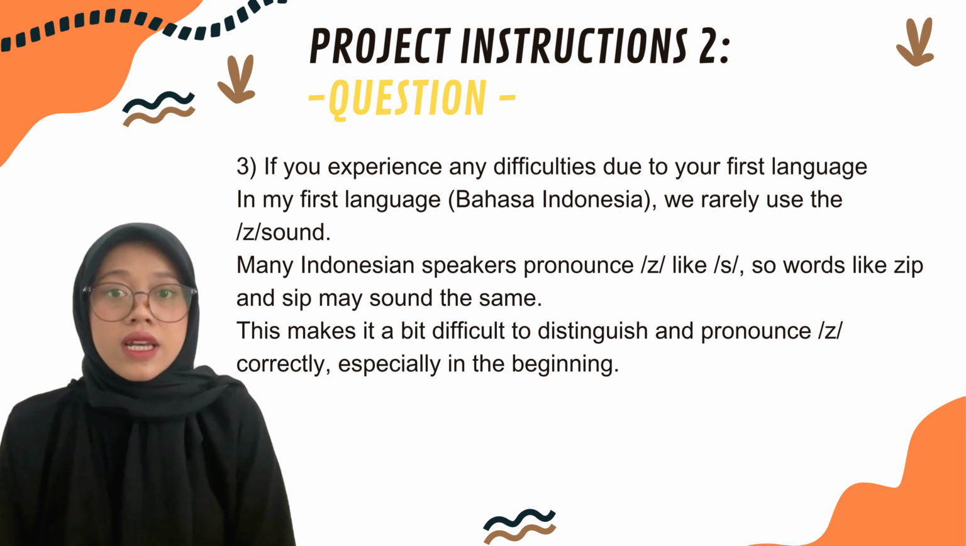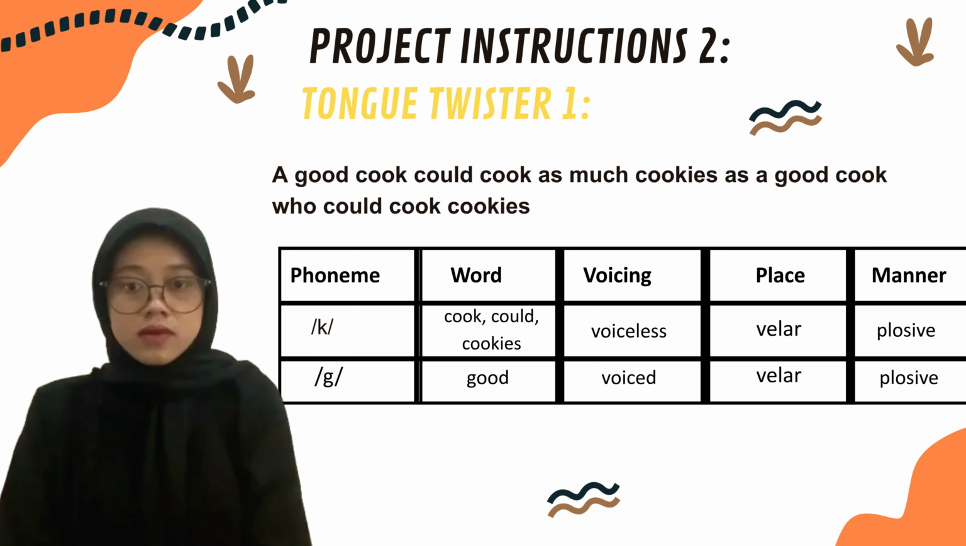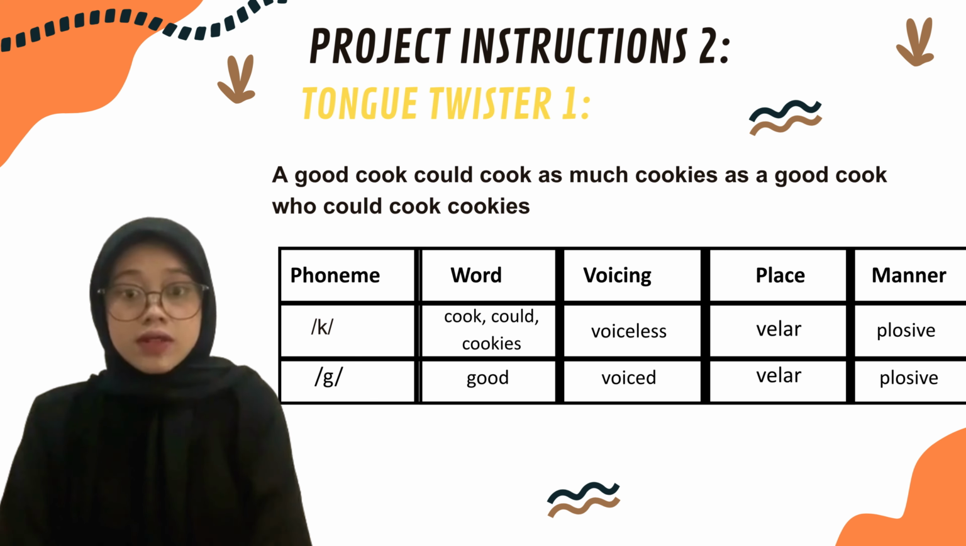The last question is, do you experience any difficulties due to your first language? In my first language, Bahasa Indonesia, we rarely use the Z sound. Many Indonesian speakers pronounce Z like S. So words like zip and sip might sound the same. This makes it a bit difficult to distinguish and pronounce Z correctly, especially at the beginning. There are tables, and then I will explain the place of articulation of each sound.